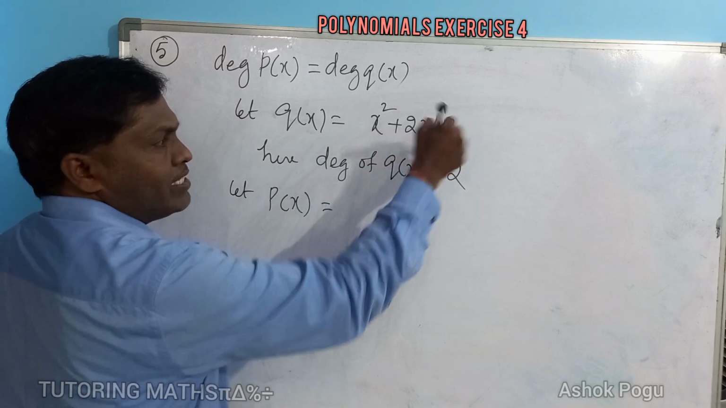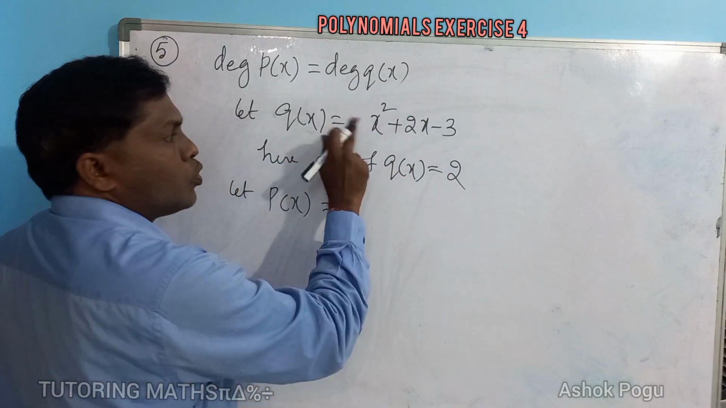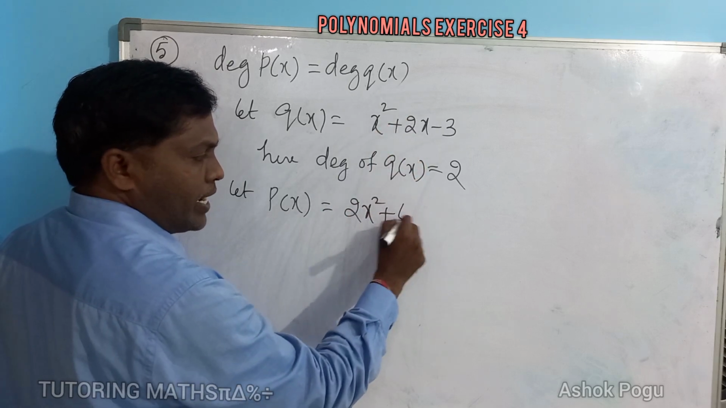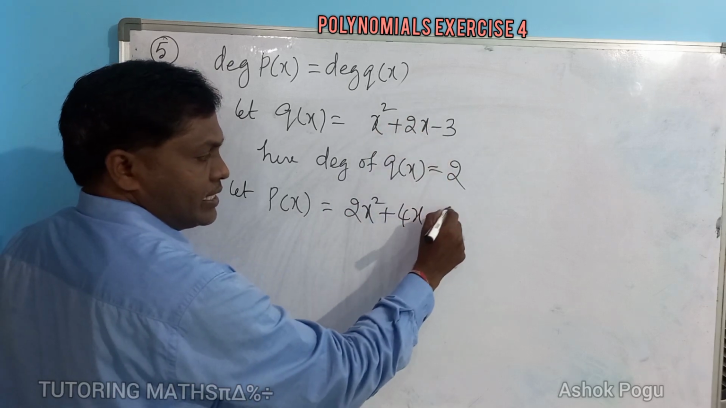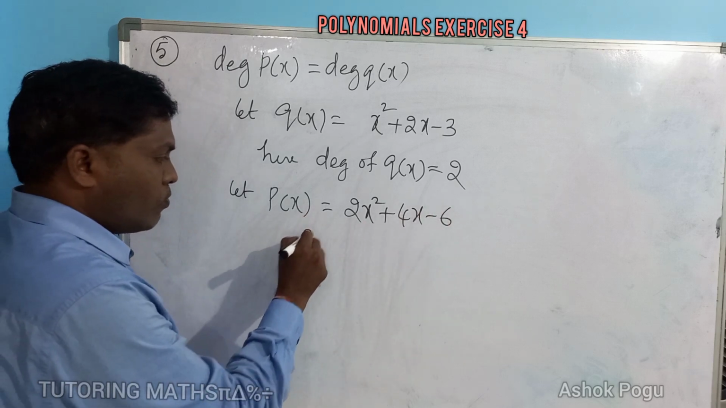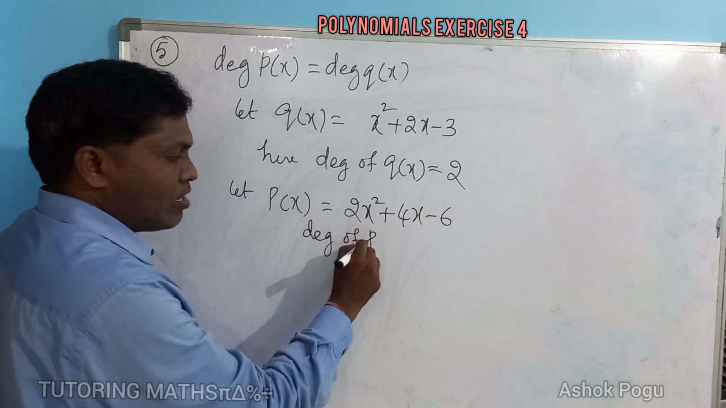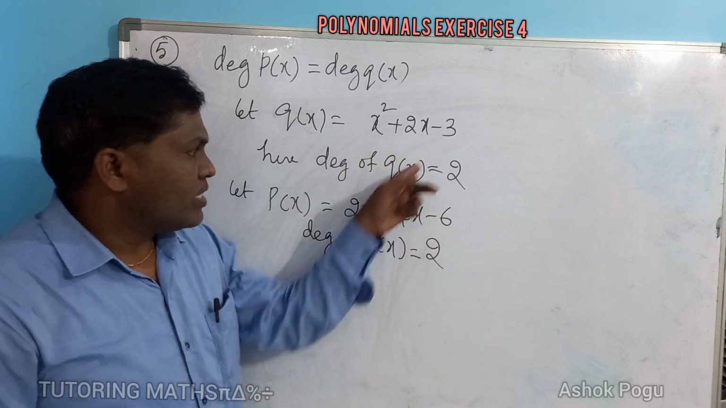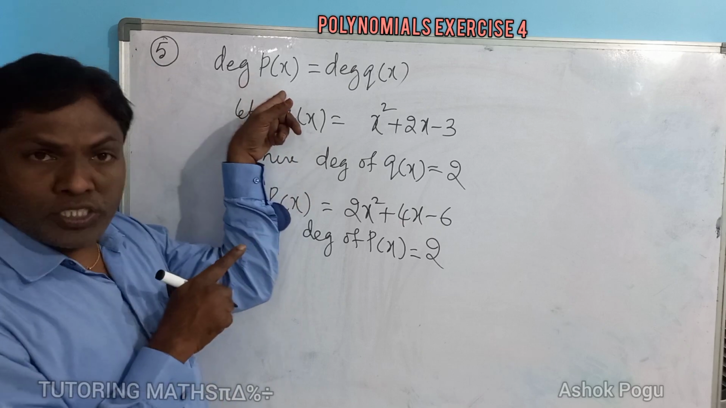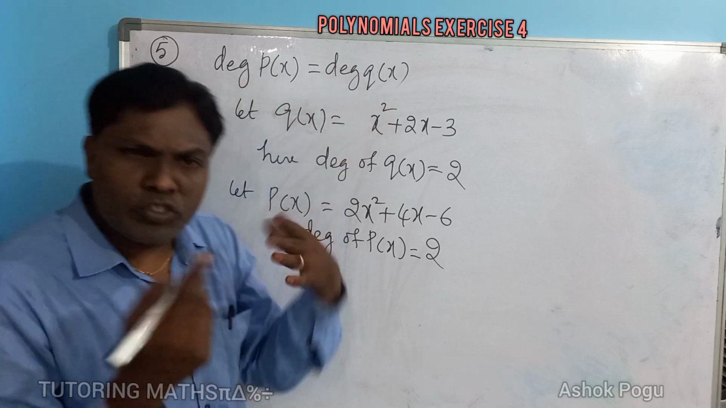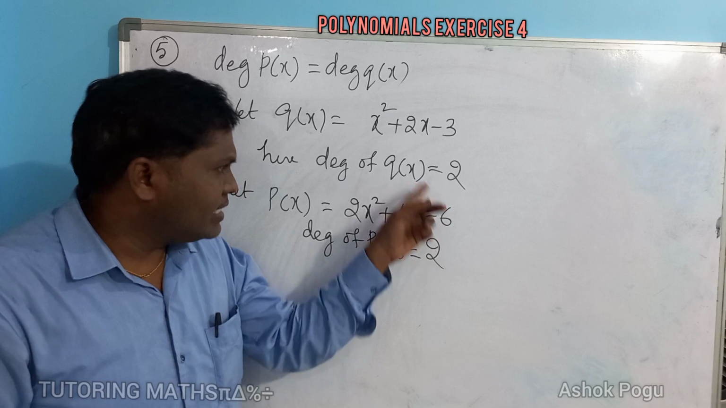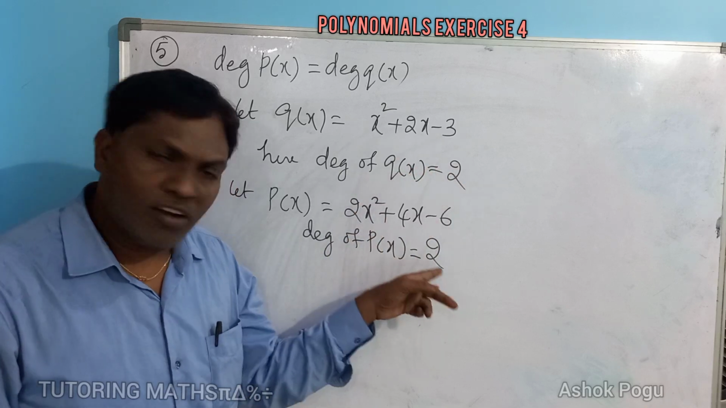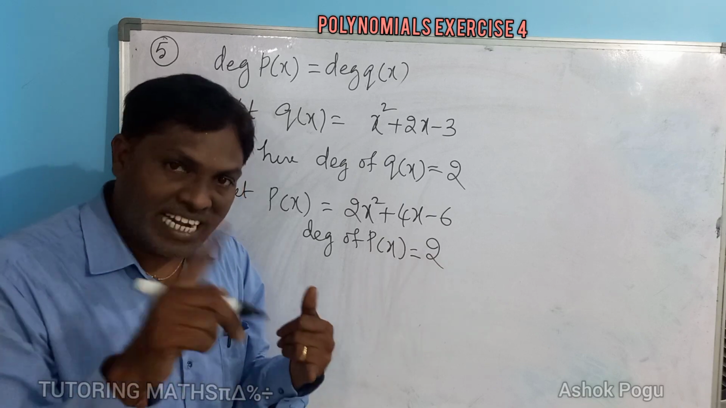Okay, let me multiply this whole by 2. 2 into x square, 2x square, 2 into 2 is 4x, 2 threes are 6. Yes. Now, what is the degree? Degree of p of x is second degree. Yes. Now, this is verified. According to the question, degree of p of x should be equal to degree of q of x. Yes, it is verified. Like that only we have taken degree of q of x is 2, degree of p of x is 2. Now, let us verify the division algorithm.